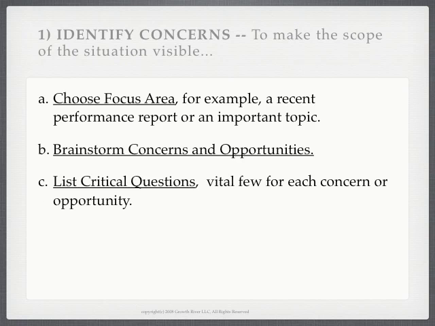The first step, identify concerns, has the purpose of making the scope of a situation visible. The first thing you do is you choose a focus area, for example, a recent performance report or some important topic. Then you brainstorm concerns and opportunities around or within that focus area. And then for each concern or opportunity, you list critical questions. These are the vital few questions that need to be resolved in order to resolve or address a given concern or opportunity.